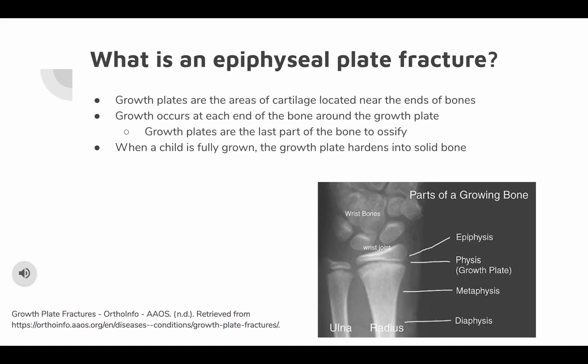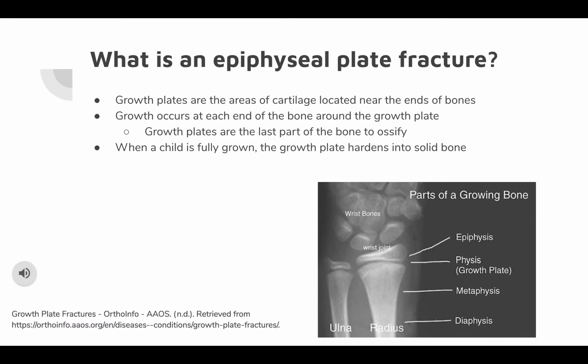So growth plates are the areas of cartilage located near the ends of bones. They are only found in long bones, not sesamoid or flat bones. Each long bone has at least 2 growth plates, one at each end, and the growth plate itself is located between the metaphysis and epiphysis.